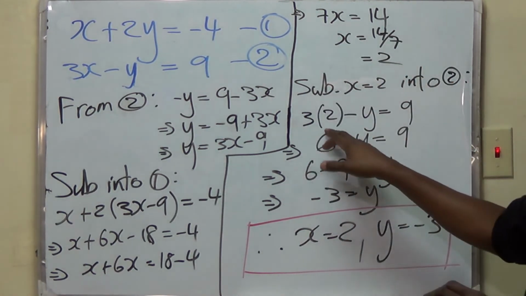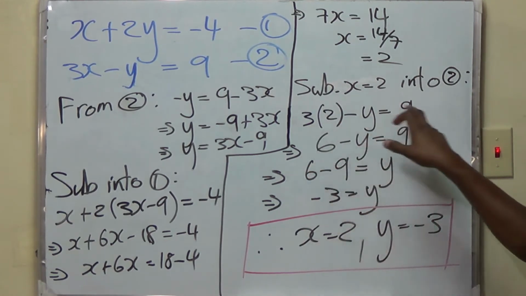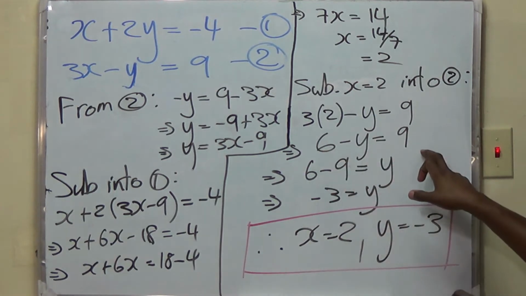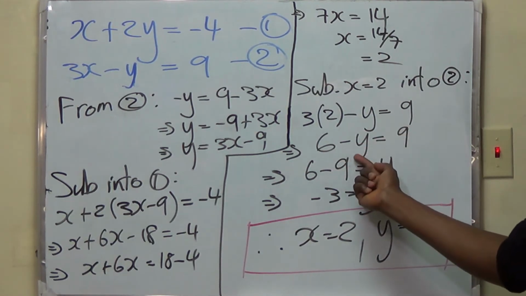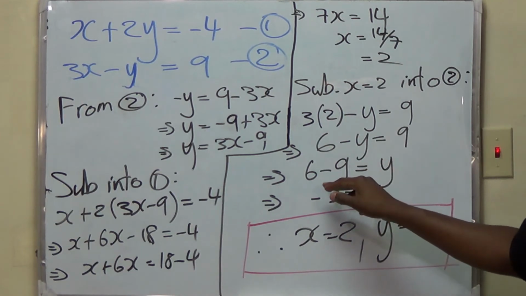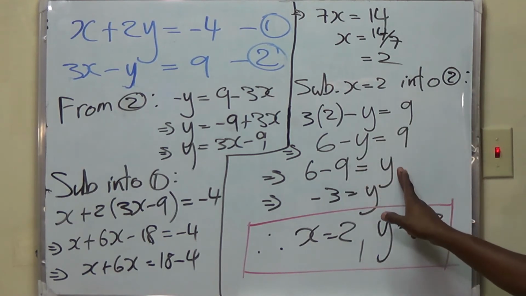You'll get 3 times whatever the value of x is. 3 times 2 is 6. 6 minus y is equal to 9. Look, we have it here. And here now, you take the plus 9 and you carry it over here, you get minus 9. Then you'll have 6 minus 9. You take the minus y and you carry it across here and you get plus y.